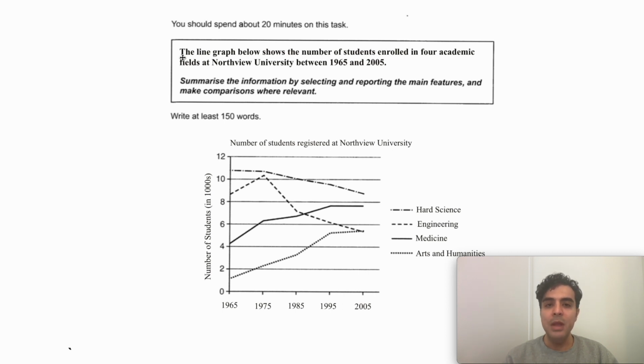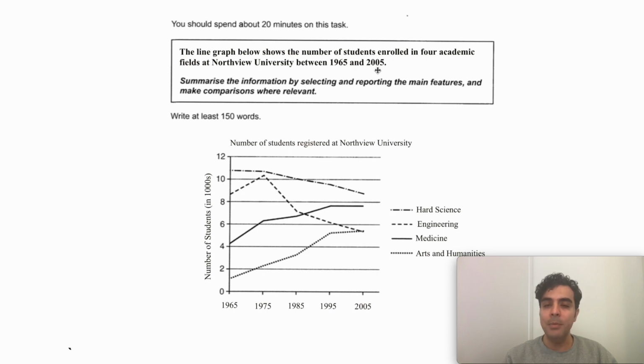So here we have the line graph, that's the subject. The line graph below, right? So sometimes we have "below," sometimes we don't. But the line graph below serves as the subject. The verb is shows. And what is it that's being shown? As you can see, the number of students enrolled in 4 academic fields at Northview University between 1965 and 2005.